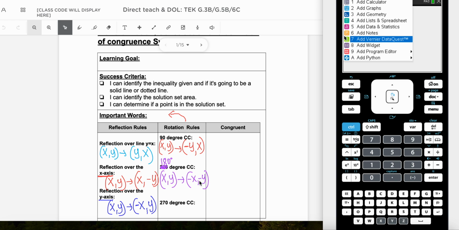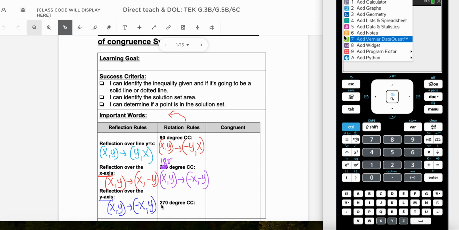So the order remains the same. We still have the x in the first position and the y coordinate in the second position. However, you can notice that the signs are opposite. So if this was a positive x, it becomes a negative x. If this is positive y, it becomes negative y.